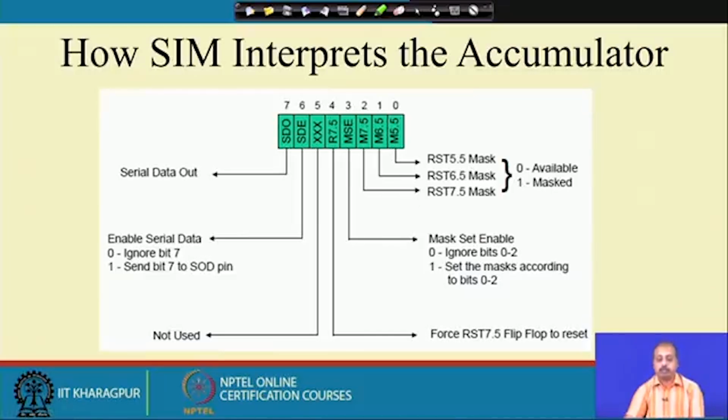The interrupt should not reach the processor. Whether we want to set this mask bit or not is decided by the mask set enable bit. If this bit is 0, it will ignore bits 0 to 2, and if this bit is 1, it will set the masks according to bits 0 to 2.